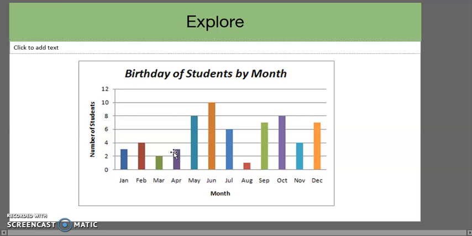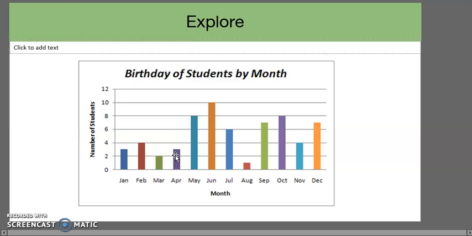This can be a great activity that you as teachers can do with students by doing birthday of students by month. You can find out what students are interested in, such as food, popular games, different hobbies, and activities, to not only get to know your students, but to also build relationships with them.